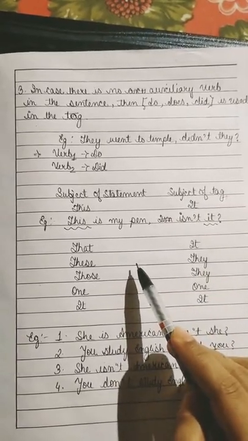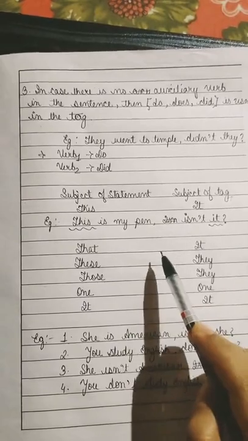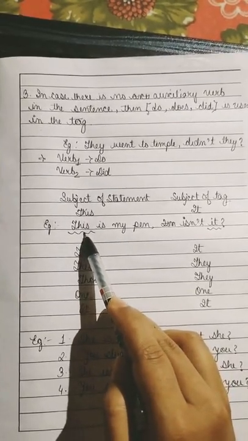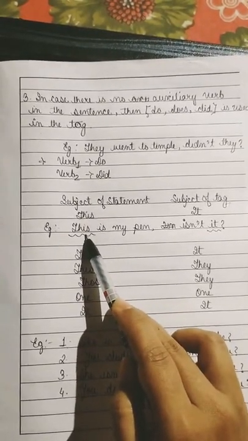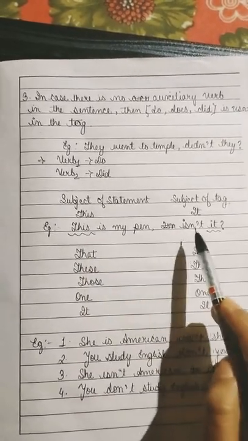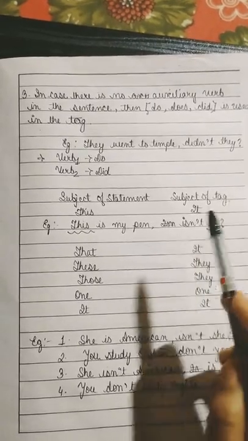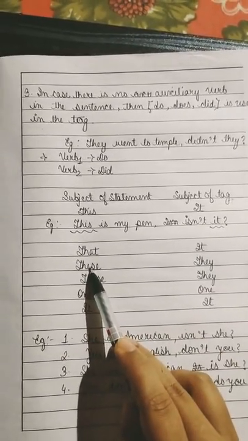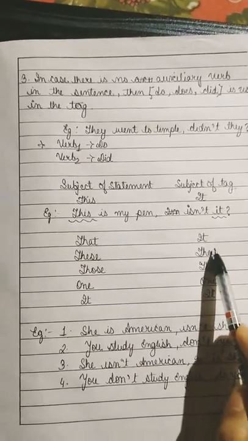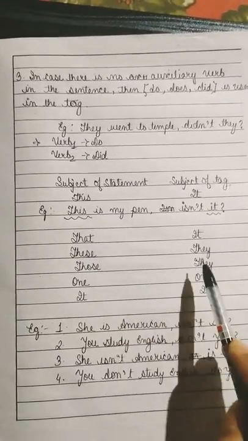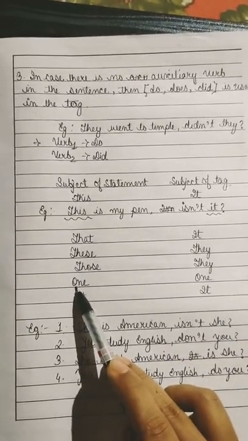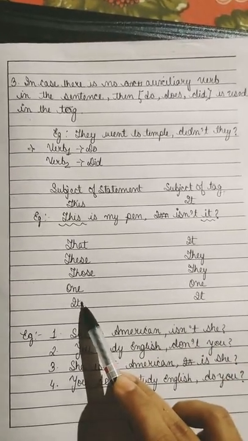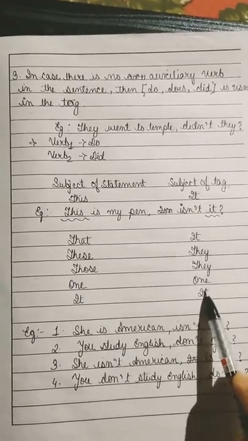If there is these, then the subject of the tag will be it. If this is a pen, isn't it? So subject of the statement is this. Suppose we are using in an example, this is my pen. So this is the subject of the statement. Then the subject of the question tag will be it, isn't it? Similarly, if that is the subject of the statement, then it will be the subject of the tag. If these will be the subject of the statement, they will be the subject of the tag. If those will be the subject of the statement, then they will be the subject of the tag. If one will be the subject of the statement, then subject of the tag will be one. If it is the subject of the statement, then it will be the subject of the tag.